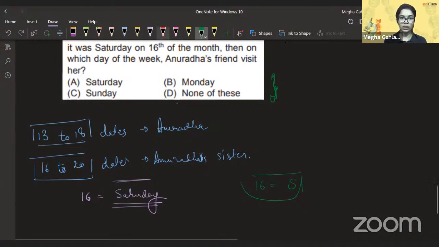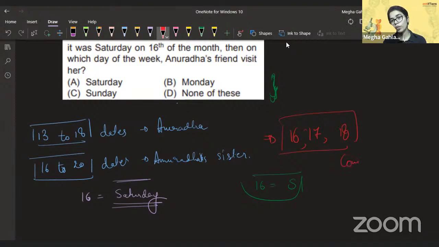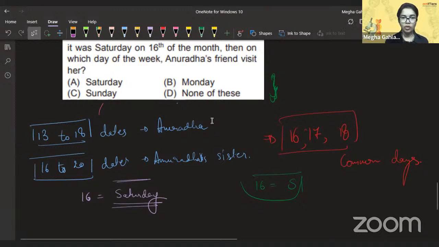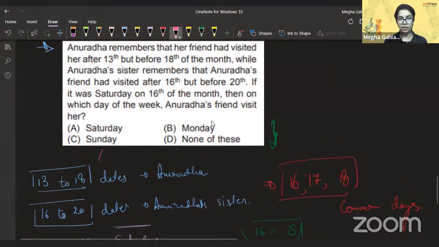And according to both of these, if we look at the dates, we have to narrow it down to the 16th, 17th, and 18th, right? Because Anuradha remembers from 13 to 18, and Anuradha's sister remembers from 16 to 20. So 16, 17, 18, these are the common days on which they both remember that the friend might have visited, right? If we go back to the question, it was before 18. So that strikes 18 out. And Anuradha's sister remembers after 16, so 16th is struck out. We're left with the 17, which is the answer.